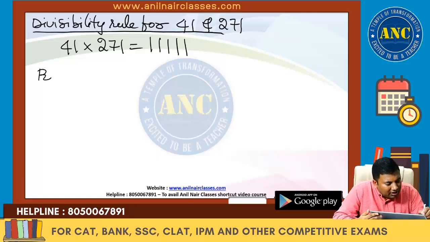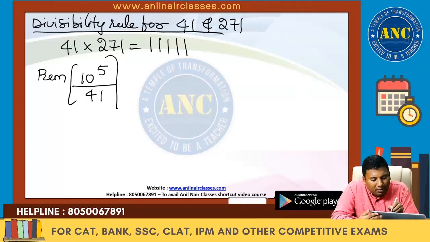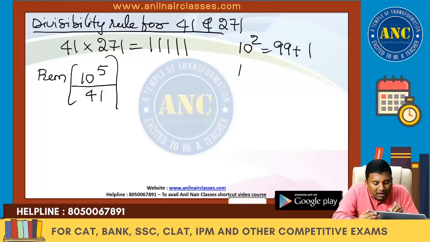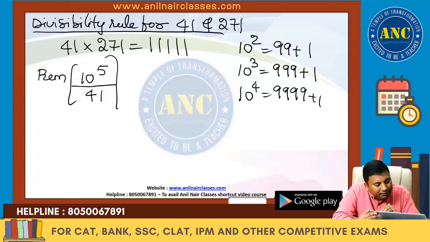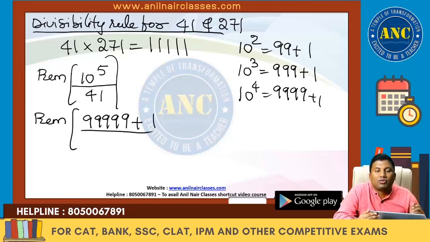Now, because it has given you 5 ones, let me see 10 power 5 divided by 41. What is 10 power 5? 10 square, can I write it as 99 plus 1? 10 cube, I can write it as 999 plus 1. 10 power 4, I can write it as 4 nines plus 1. 10 power 5, I can write it as 5 nines plus 1. Are you all with me?